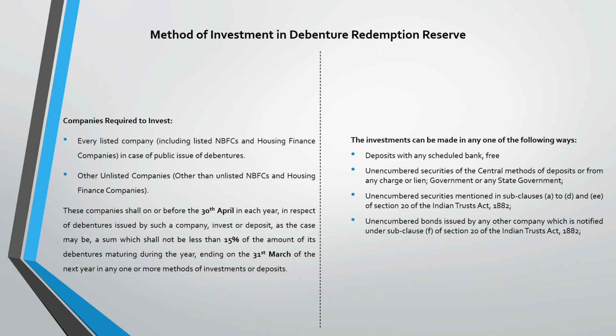So if we are in the month of January, before this 30th April 2023, we have to deposit 15% of the amount of debentures maturing next year, that is next 31st March 2024. So for financial year 23-24, we have to invest on 30th April 2023 for 15% of the amount of debentures maturing during the next year, that is 31st March 2024.